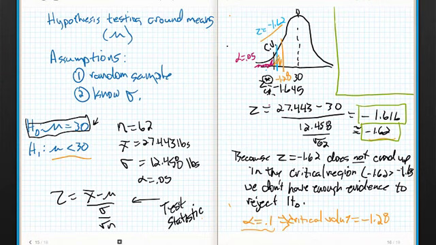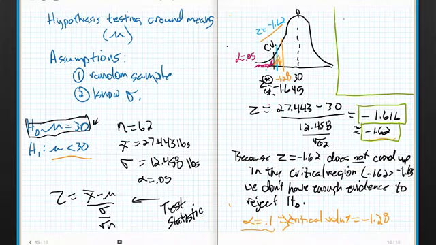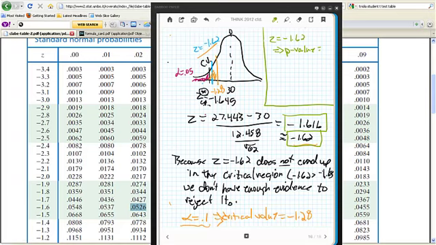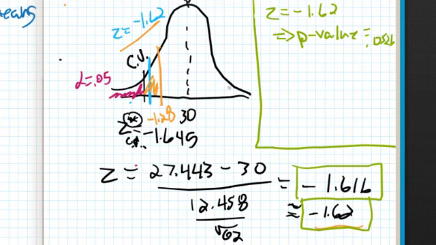I'm actually going to use this because this goes out to hundreds, which is how my chart works. So watch. If I go to my chart, and I got a negative 1.62, so negative 1.62 is right there. Look at what my p-value is. So if I go back here, z equals negative 1.62 implies that my p-value is equal to 0.0526.